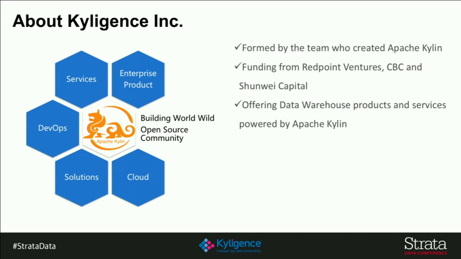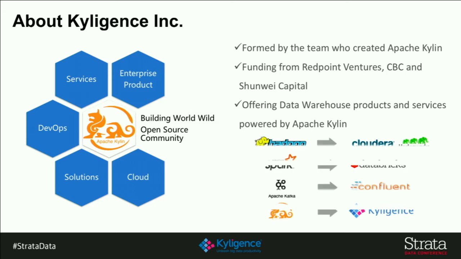First, I would like to introduce a little bit about my startup. We call it Kyligence, coming from Kylin and intelligence. It was formed by the team who created the Apache Kylin project, and we raised funding last year and have operated for just one year. We are trying to do something like other companies in the big data area, like Cloudera, Databricks, and Confluent. Kyligence is the company behind Apache Kylin. The difference is we are coming from China, the world's biggest data market. That's something different, and there is an interesting use case I can introduce later.